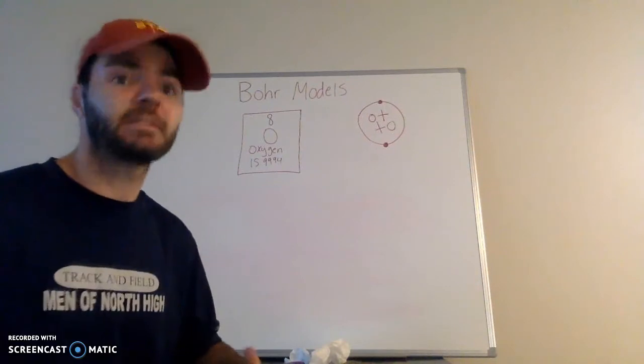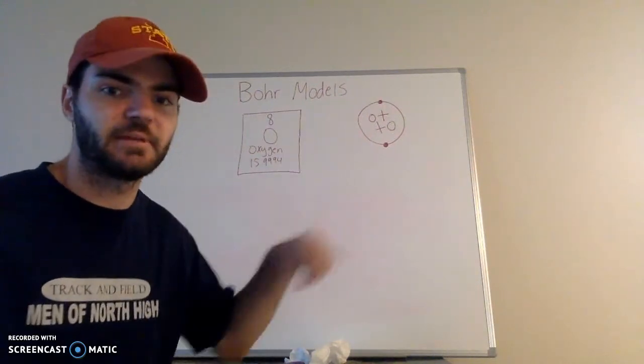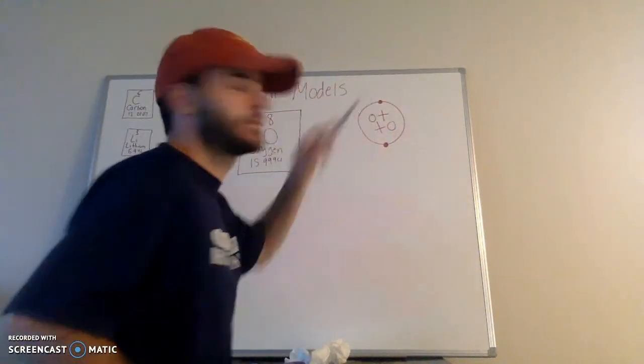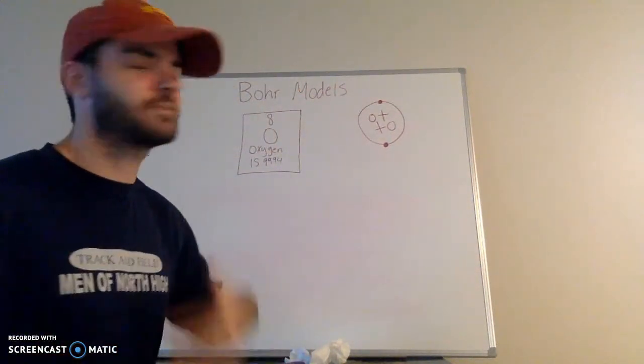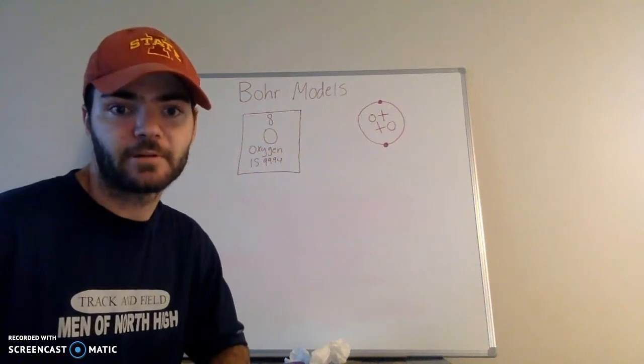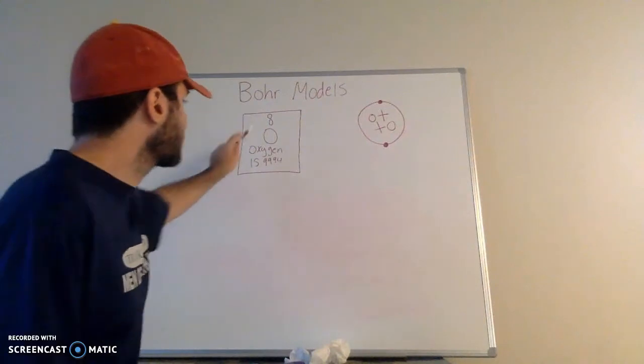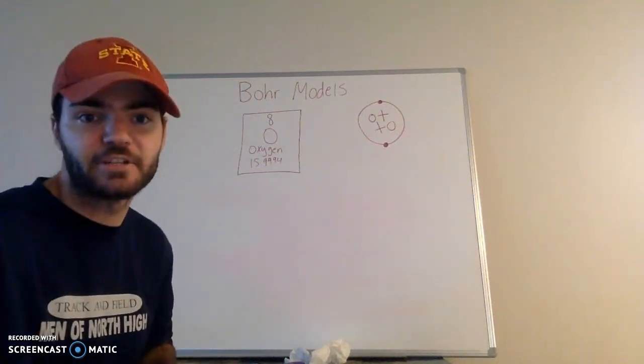How many negatively charged particles do we have buzzing around the outside? I see 2 again, right? 1, 2. So that's how we want to diagram our atoms, okay? That's called the Bohr model we have right there. And we're going to try to make one for oxygen, all right?